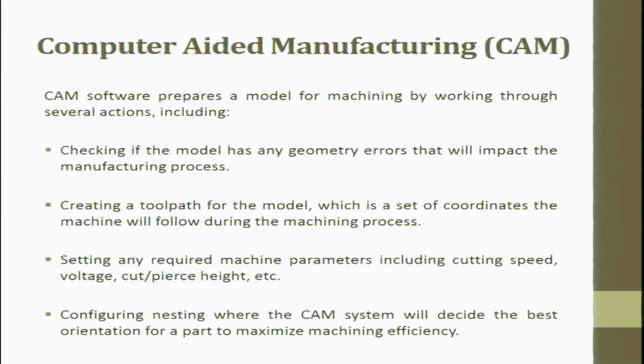The CAM software prepares a model for machining by working through several actions, including checking if the model has any geometrical errors, creating a tool path of the model, setting any required machine parameters, and configuring nesting, where the CAM system decides the best orientation for a part to maximize efficiency. So: checking the model, creating the tool path, setting parameters, configuring nesting. What is nesting? If you have a flat sheet and you want to make several holes and pierce and remove material, what geometry you should keep such that you get the best out of it is called nesting.